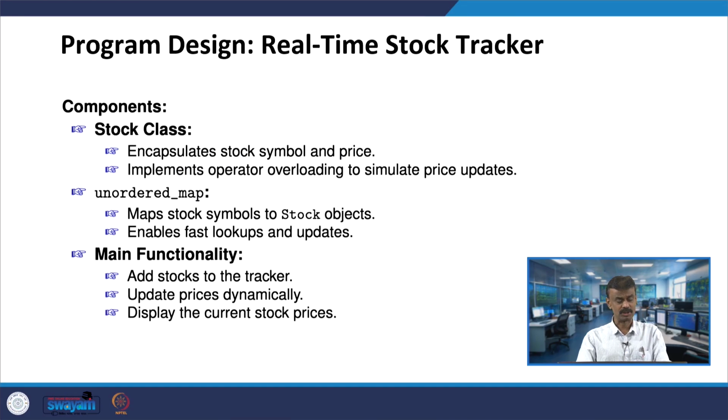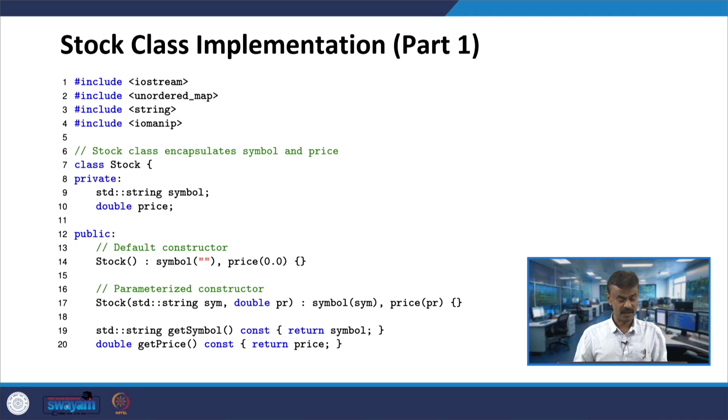So, what are all the components? Stock class, which encapsulates stock symbol and price, and we use operator overloading to simulate price updates. Unordered map, we have already defined why we are using it. It maps stock symbols to stock objects, enabling fast lookups and updates. The main functionality is to add stocks to the tracker, update the prices dynamically and display the current stock prices. These are all the main functionalities.